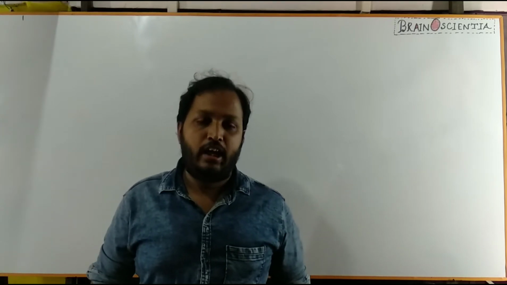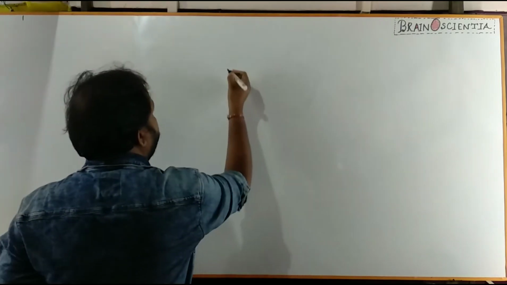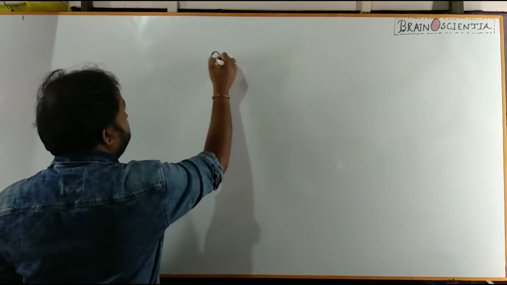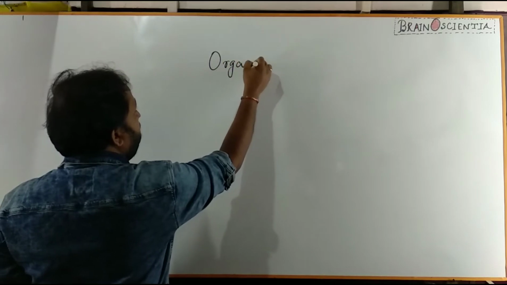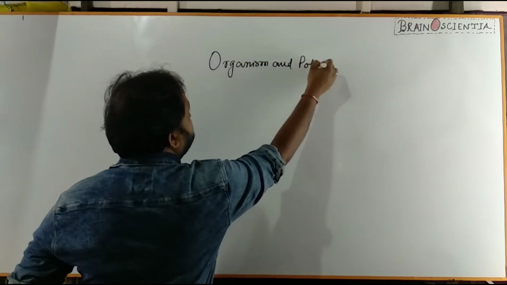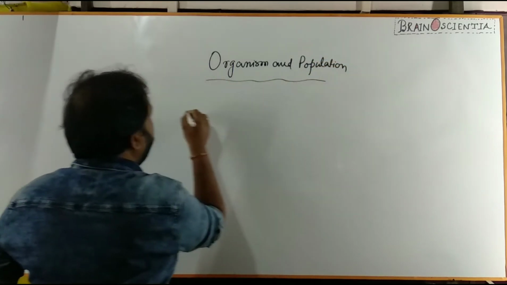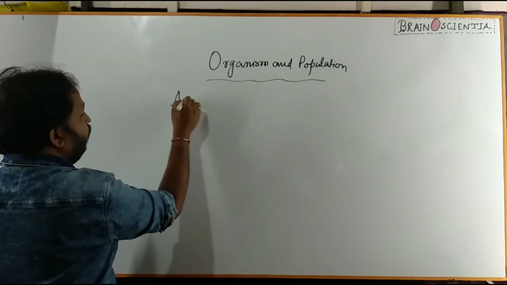Today I am going to start a topic from class 12 in continuation of the previous classes from the chapter Organism and Population. Today's topic is Aquatic Biome.